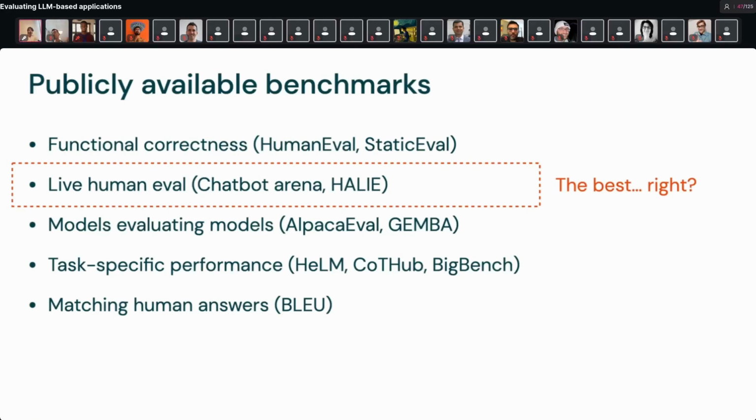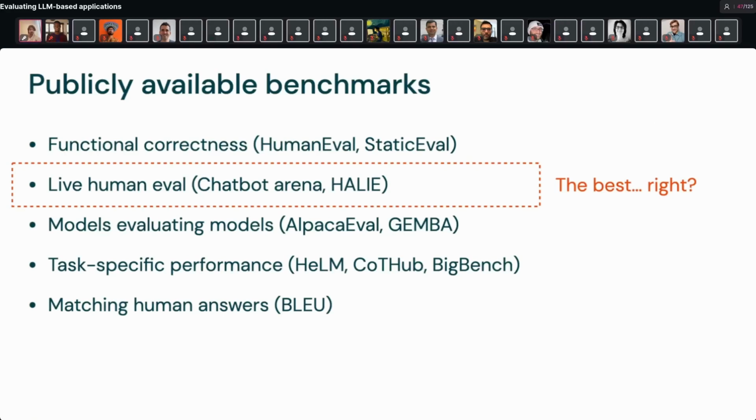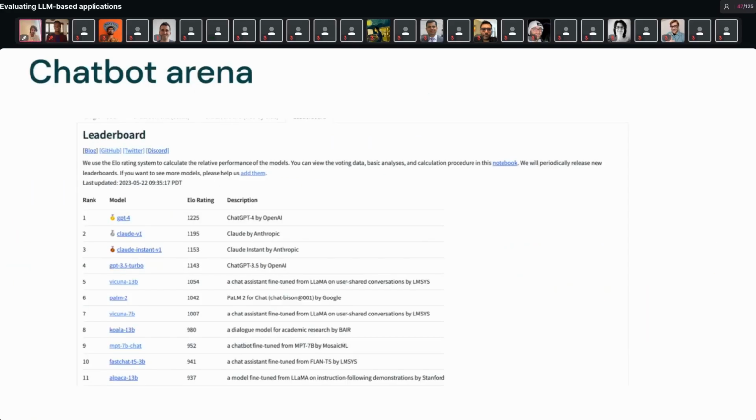The next category of publicly available benchmarks are live human evaluation benchmarks. The one that is the most popular for this right now is called the Chatbot Arena. The way that this works is they host two models side by side. I think I have this on the next slide actually. So they host two models side by side, and then you get to type in a question that you have for the models.